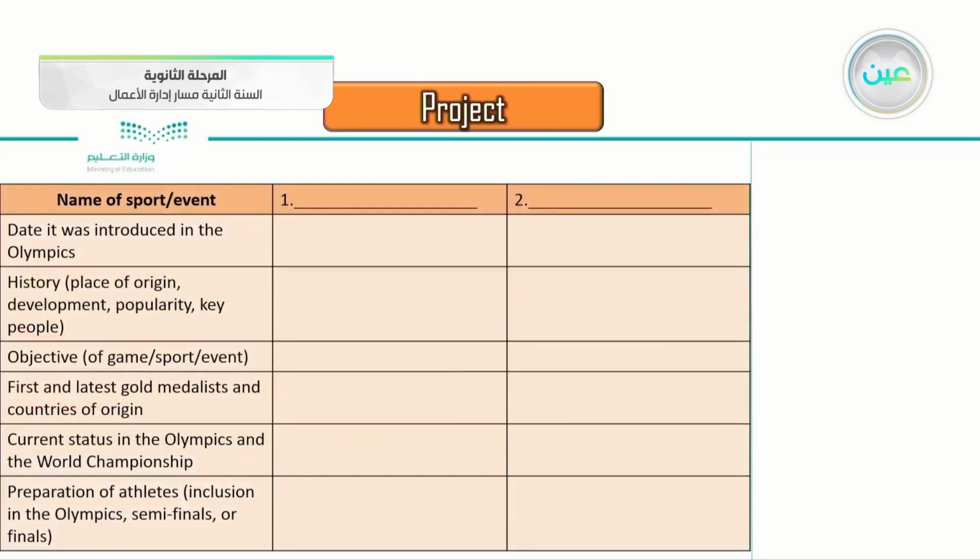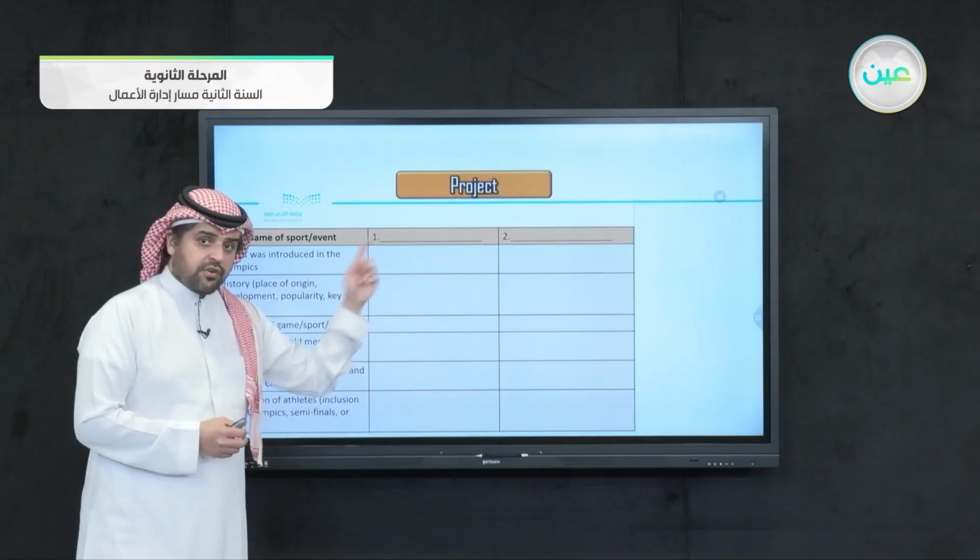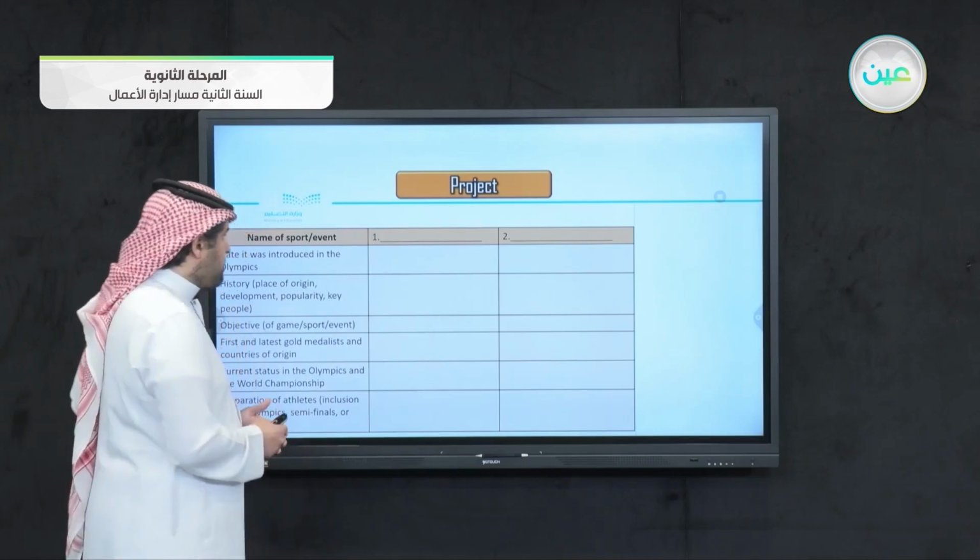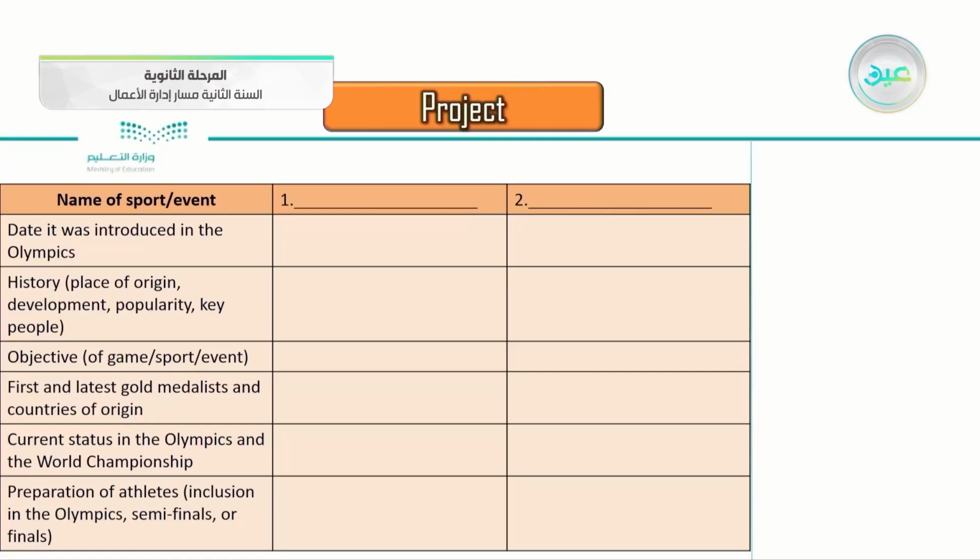So this is the chart here. When you do some research about two sports, you have to fill the chart. Name of the sport or event, date it was introduced in Olympics, history, which means the place of origin, development, popularity, key people, the objective of the game, sport, event. What do we have to do? First and last gold medalist and countries of origin, current status in the Olympics and the World Championship, preparation of athletes, inclusion in the Olympics, semifinals or finals. So you have to do research about 2 sports and fill this chart.